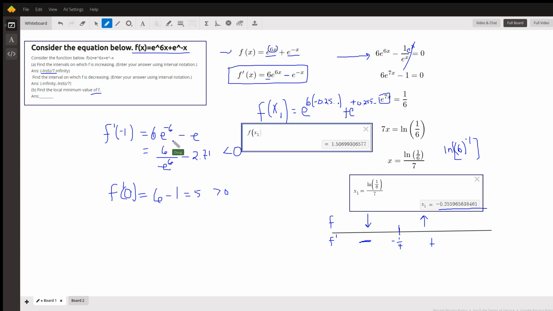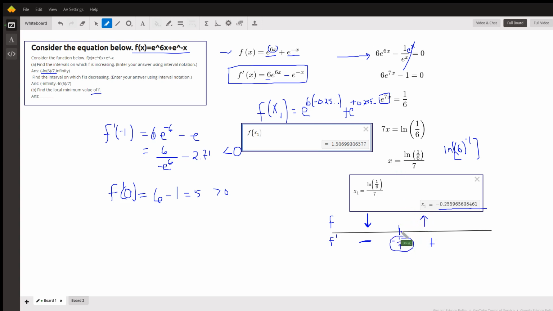Well, 6e to the minus 6 can be written as 6 over e to the 6. Minus e to the first is minus e. That's clearly less than 0, negative. So that means the original function is decreasing. And to the right of negative 1/4, like 0, the derivative is positive. So to the right of this critical number, the function is increasing.